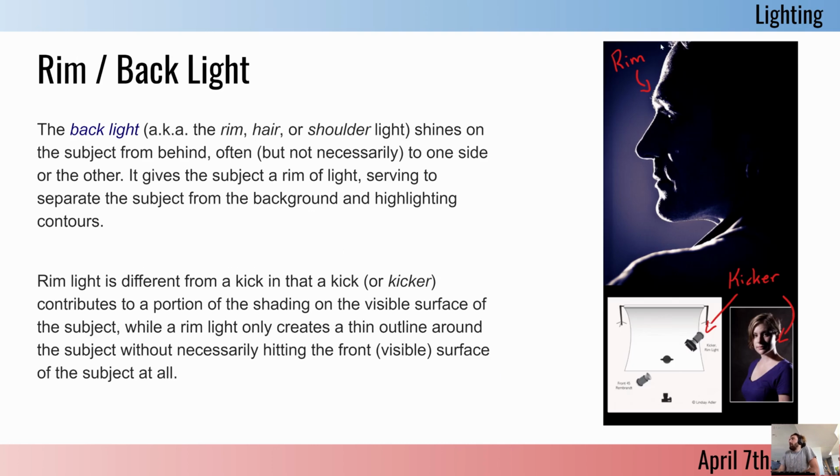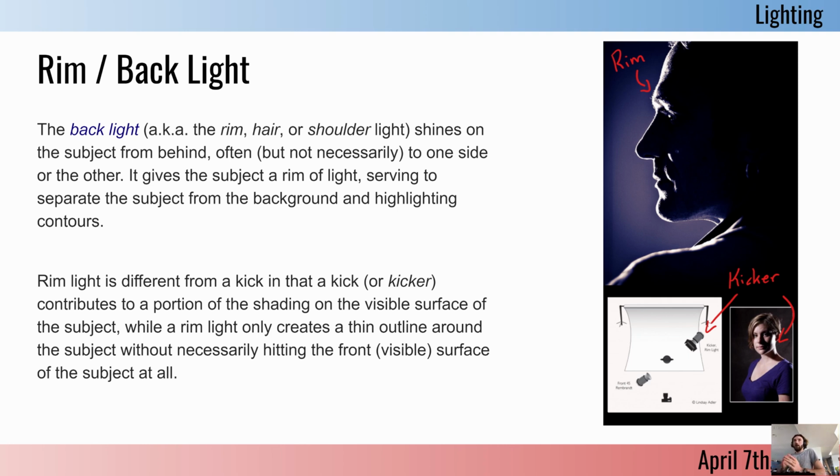Rim and backlight, and the kicker. So the important difference between a rim light and a kicker is that a rim light encases a large highlighted region of the silhouette of your object, and doesn't highlight the front of the object at all.